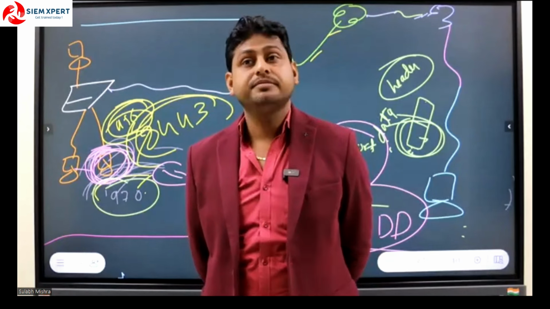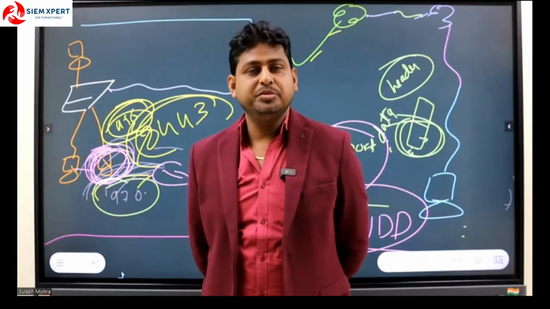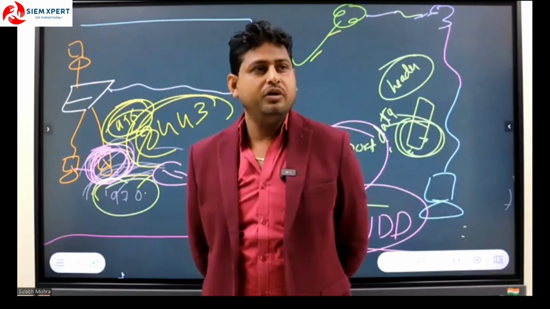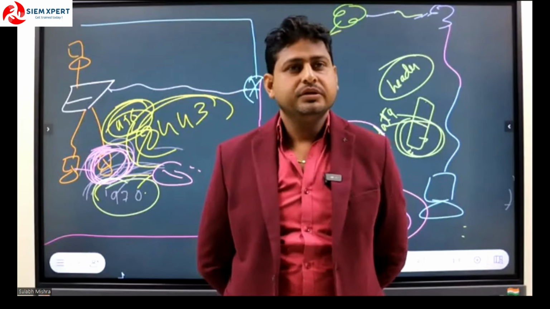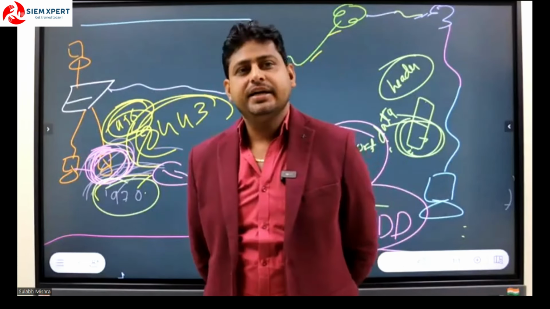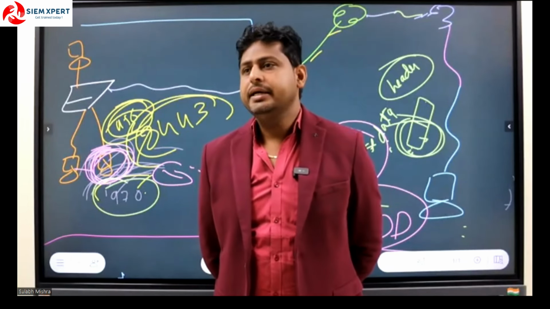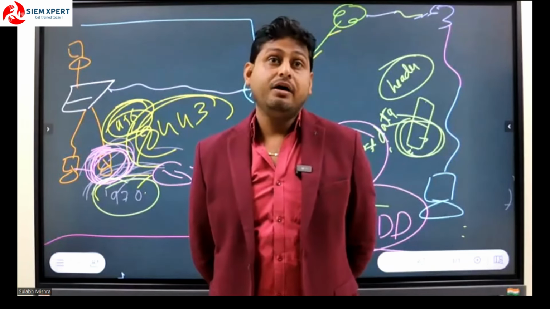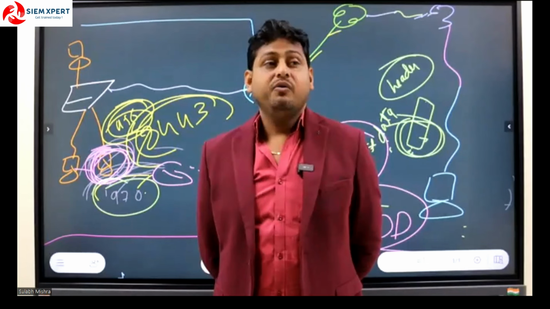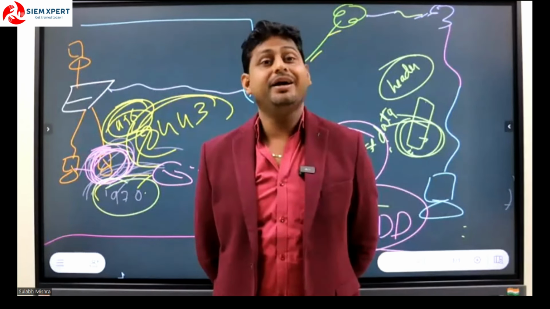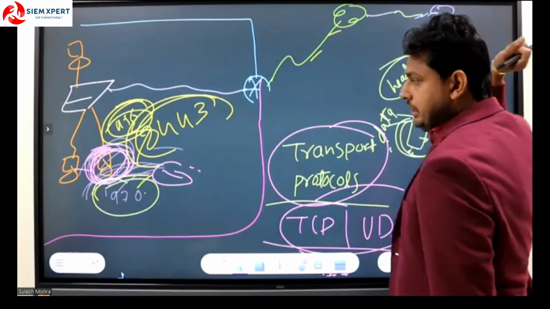TCP stands for Transmission Control Protocol. And UDP stands for User Datagram Protocol. Transmission Control Protocol, TCP, is a reliable protocol. It ensures that the data being sent to the destination is sent with full integrity, with guaranteed delivery of data. The data which is being sent will be delivered guaranteed.